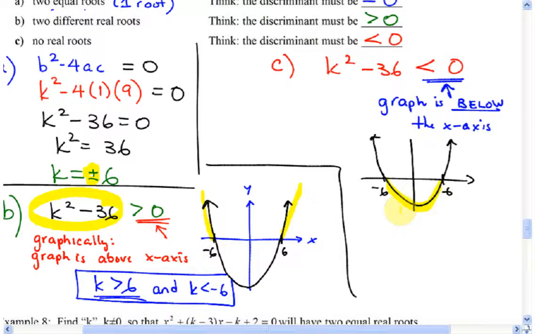And where is this graph? It's between what two values? -6 and 6. So how do I describe that answer? That means it has to be between -6 and 6. Okay.